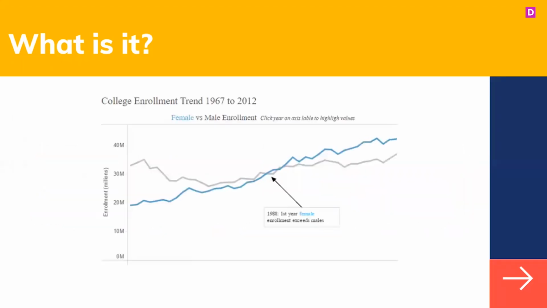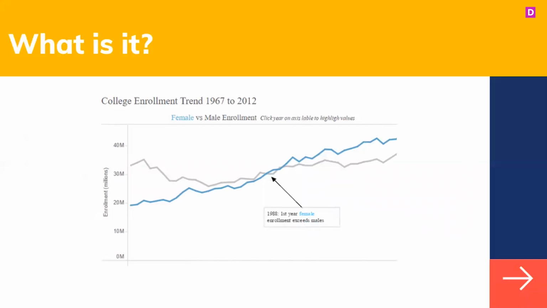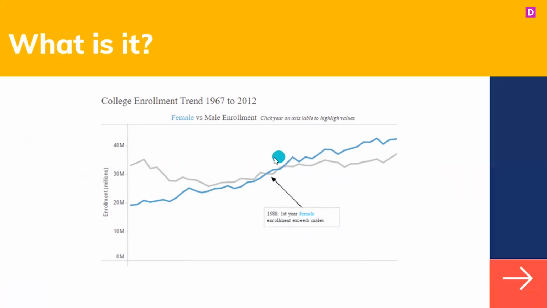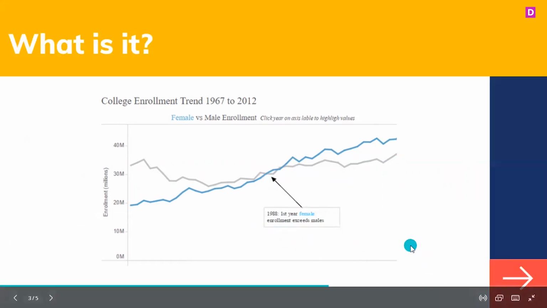For example, if you take this, we have made use of an annotation over here. It is showing the number of male and female college enrollments. He is showing that at this point of time, in the year 1988, the number of female enrollments exceeds the males. He showed this in the chart and has just added a text here. This is what you call an annotation.